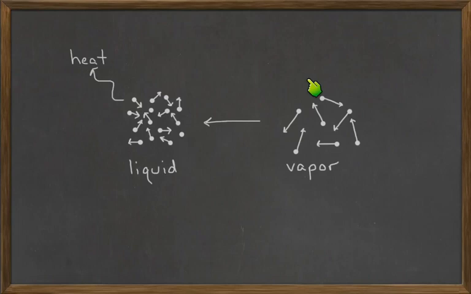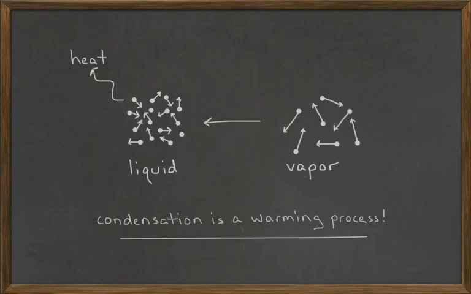So we went from the higher energy state to the lower energy state, which means we had to dump the excess energy into the environment as heat. So as a result, condensation is going to be a warming process. It's going to be a warming process for the surrounding air. So that's basically how it works.